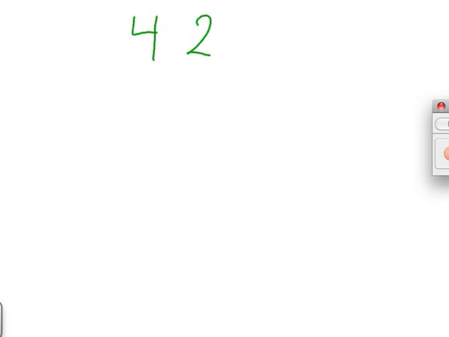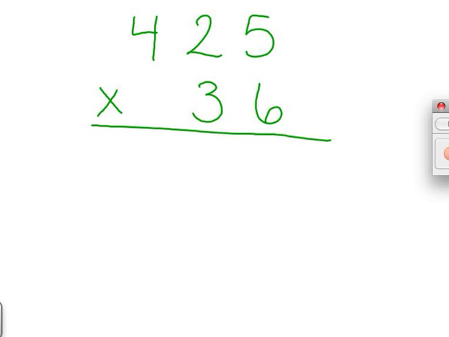So I'm going to start with 425 times, say, 36. The first thing we always do is we always multiply with the ones place. So we're going to start with the 6, which is in the ones place, and we're going to multiply the 6 by each of the numbers in the top row. So 5 times 6 is 30. We bring the 0 down here.